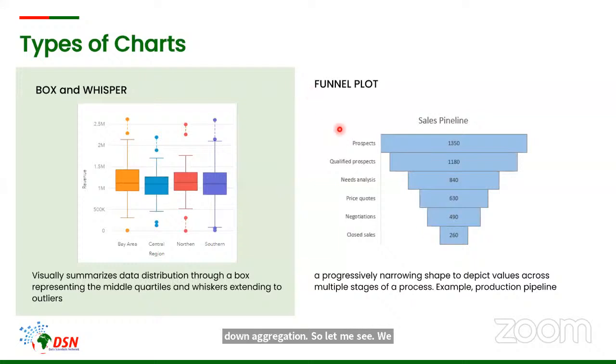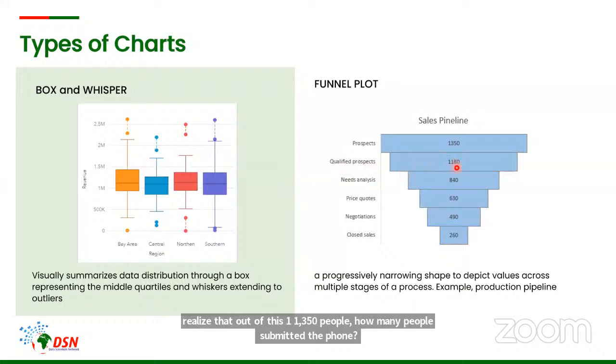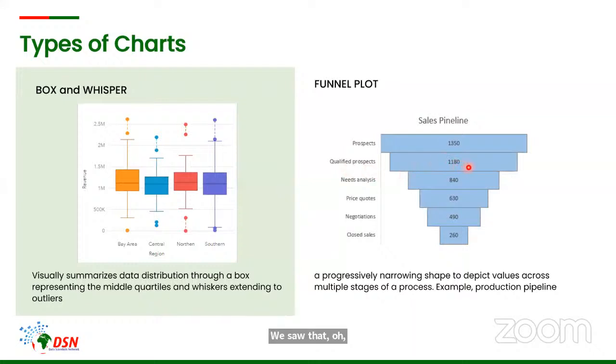So let me say we have this category, and then we have the number of people that have registered, or people that we are able to reach at these different categories. So when we are profiling prospects, let's say we did a campaign and we're able to reach 1,050 people. After doing that, we filtered our campaign and then we realized that out of these 1,350 people, how many people submitted the form? We saw that people that submitted the form and qualify are 1,180.